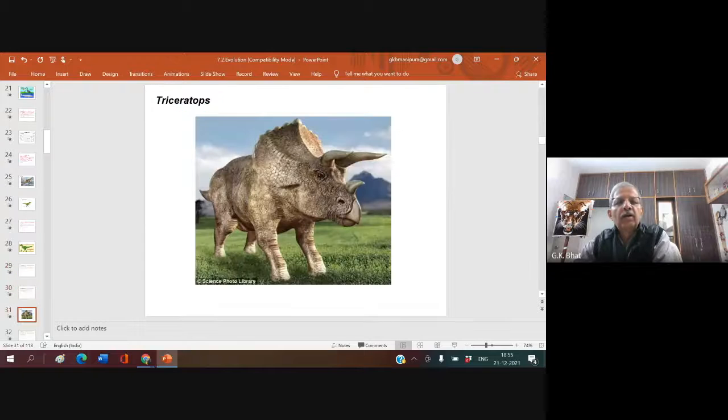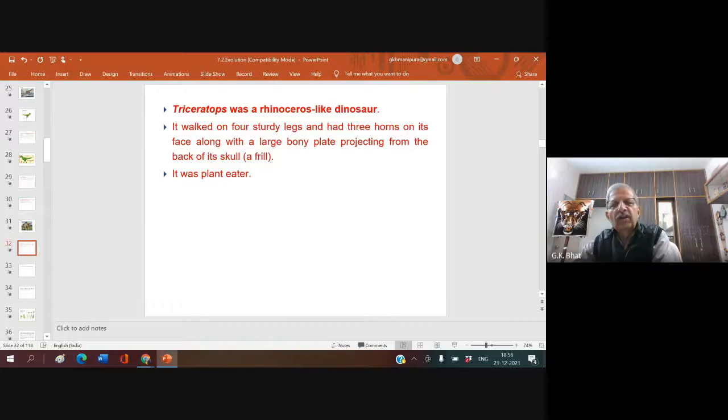And you have here another one, Triceratops. You see 3 processes: 1, 2, 3. Triceratops was a rhinoceros-like dinosaur. It walked on 4 sturdy legs and had 3 long horns on its face. And it was a plant eater. Most of the dinosaurs were plant eaters. Perhaps that was the reason why they became extinct.